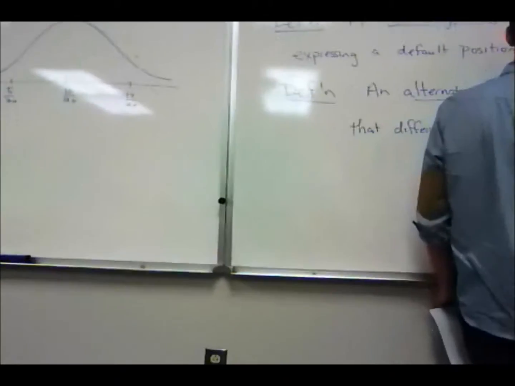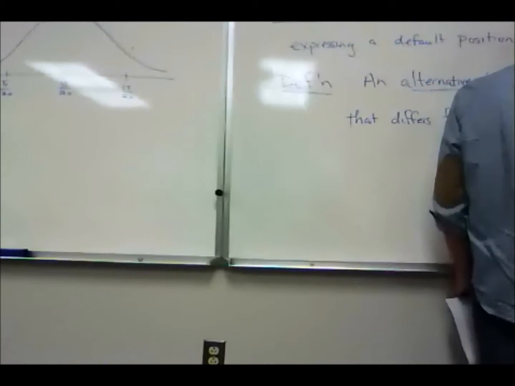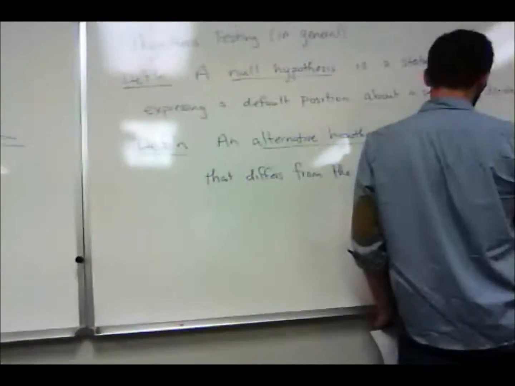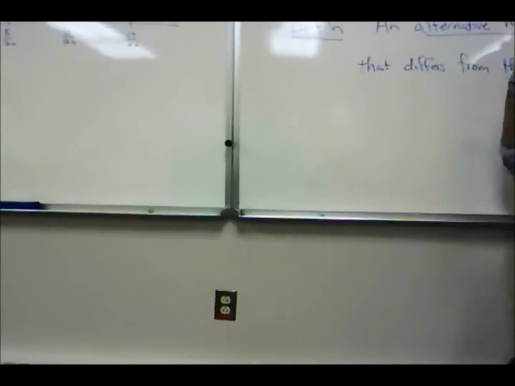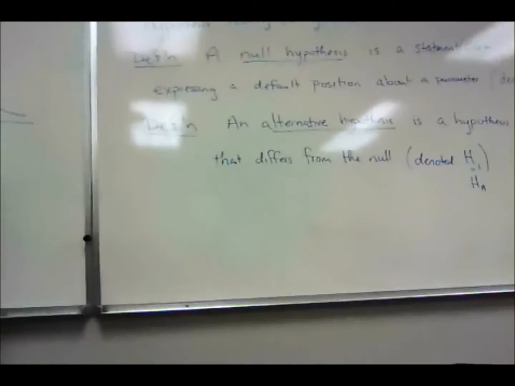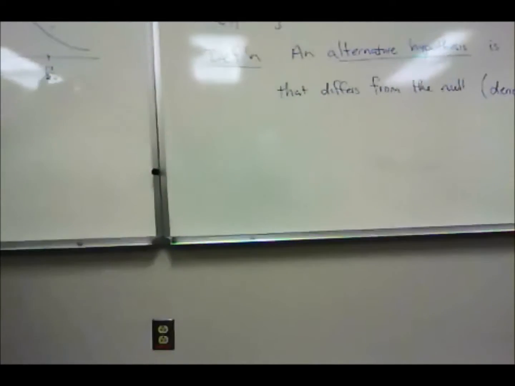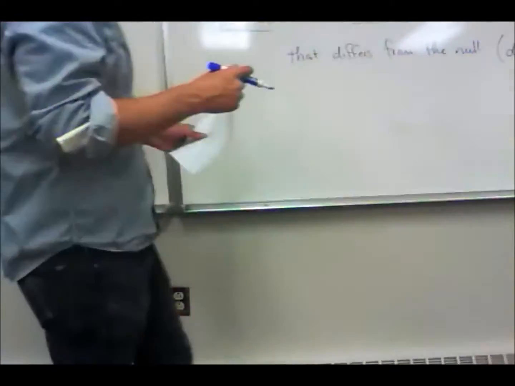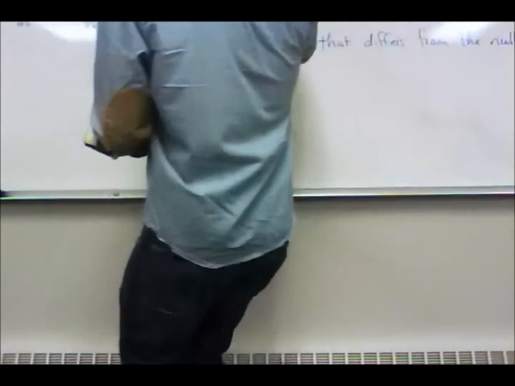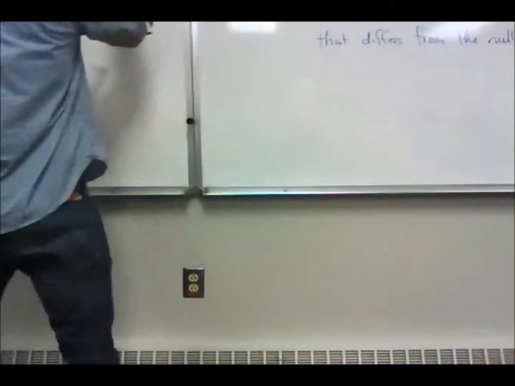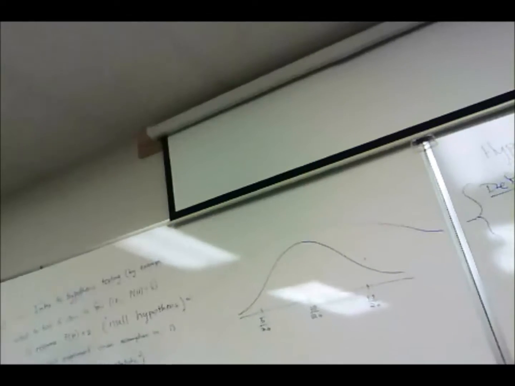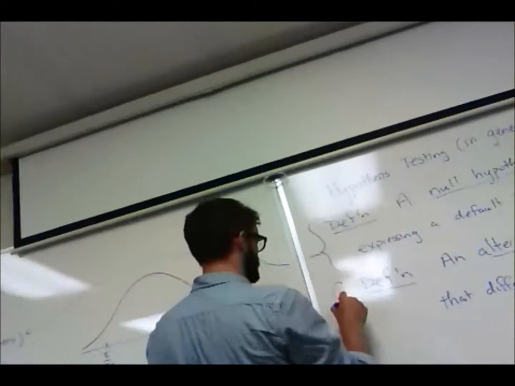And then the alternative hypothesis is denoted H1, or sometimes you'll see it as HA, A for alternative. I'll probably just use H1. It just means that it's different from H0. So in the example that we had here, this was the null hypothesis that the coin was fair. So what was the alternative hypothesis? That the coin is not fair.